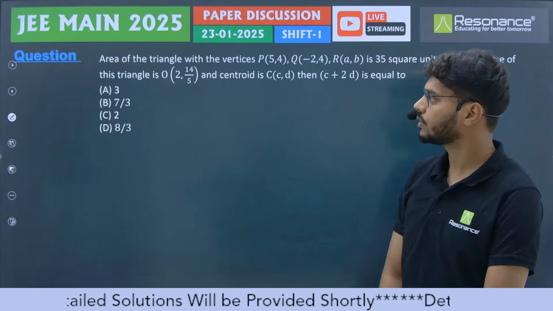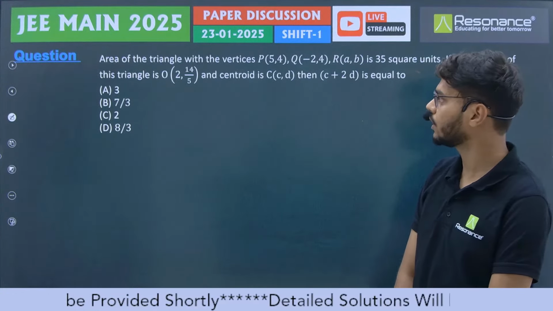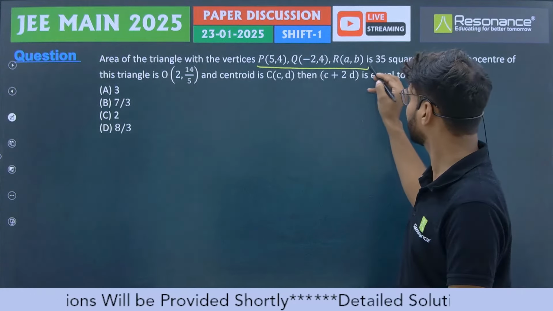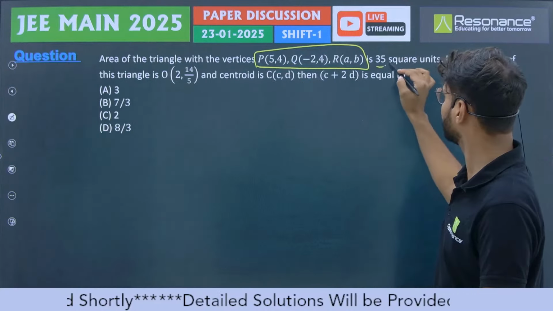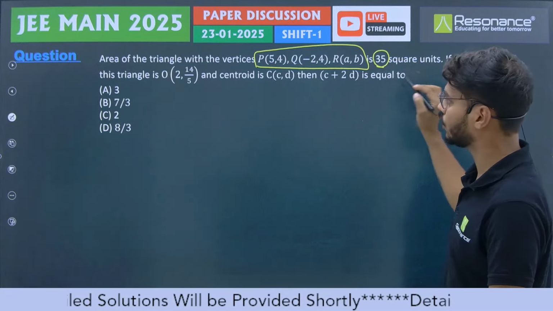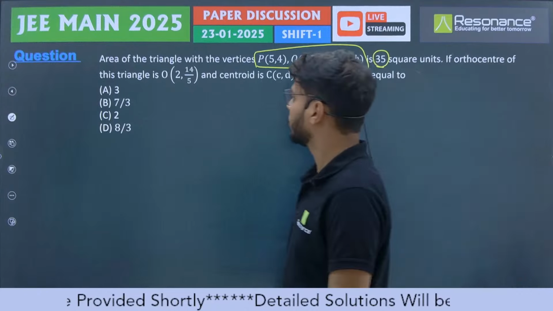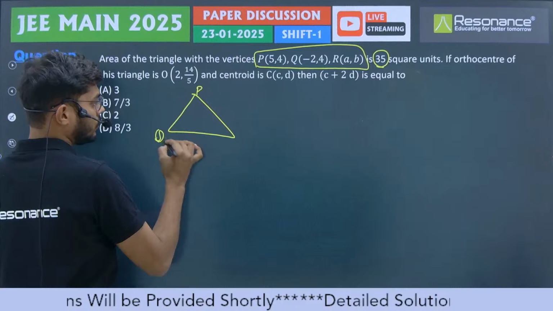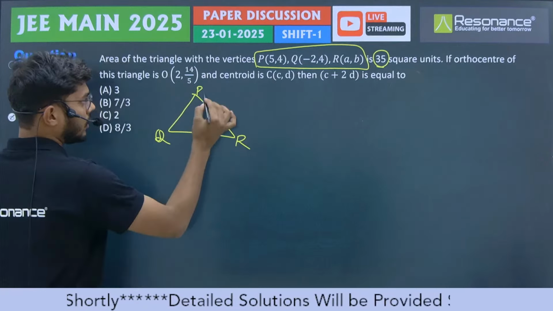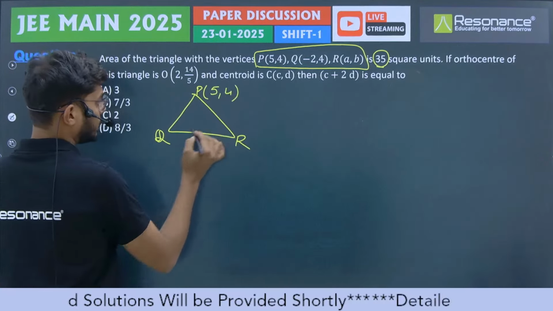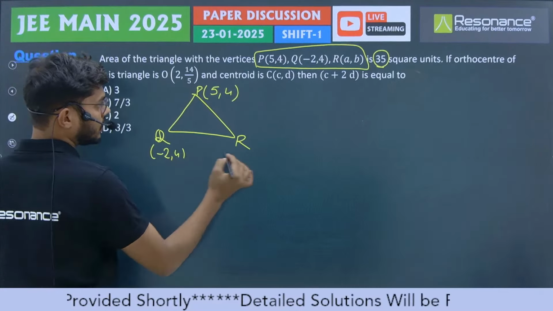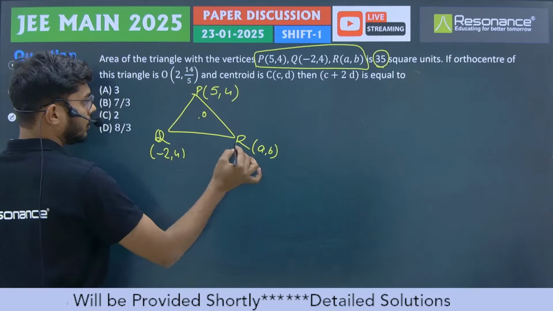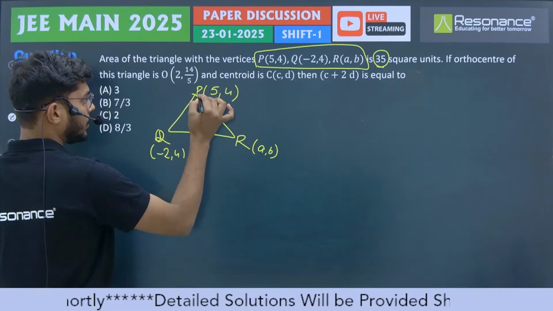So moving on to the next question, which is about the area of a triangle with given vertices. The area is given as 35 square units, and the orthocenter of the triangle is given. So we know one property. If the triangle is P, Q, R, with this point 5, 4, this point minus 2, 4, and this point A, B, and the orthocenter is O, then the orthocenter of P, O, Q will be R or not?